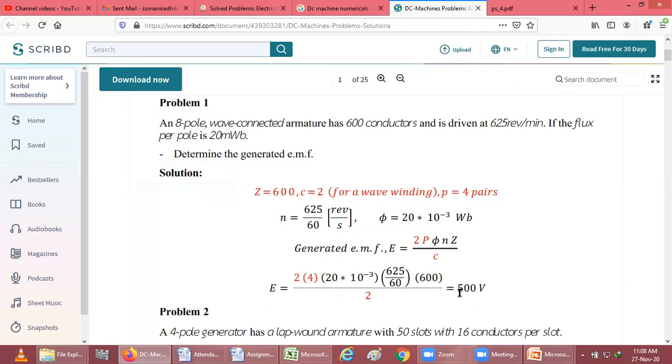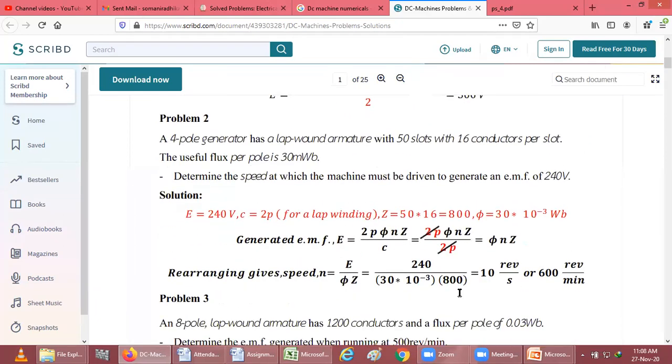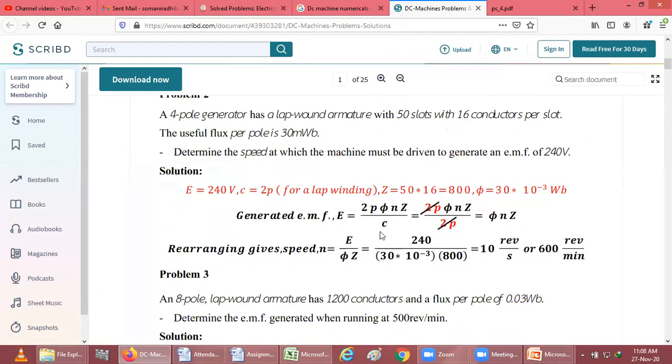Okay, so here again we can see another example. What they have given: how many poles we are taking. So here they have given a 4-pole generator. If they have not given, at that time also you can consider it as a 4-pole. If they have given 8 poles, you are supposed to consider 8 poles.